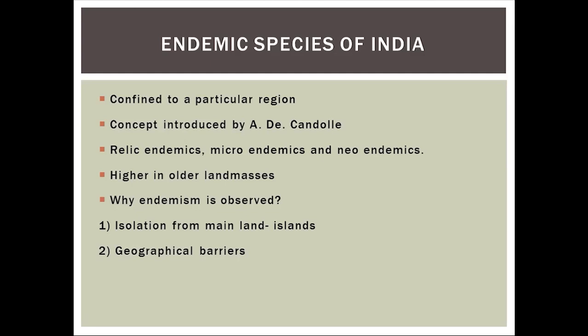Then microendemics. Organisms that evolve from other organisms or other species in the same area are known as microendemics. Then neoendemics. In a particular region, changing ecological conditions create an environment for evolution of a particular species in that region or habitat. Such species are known as neoendemics.